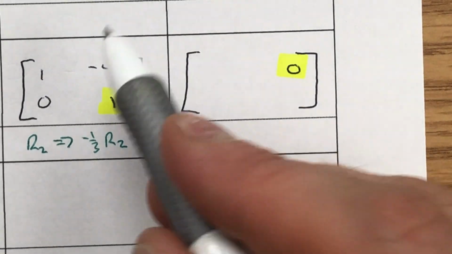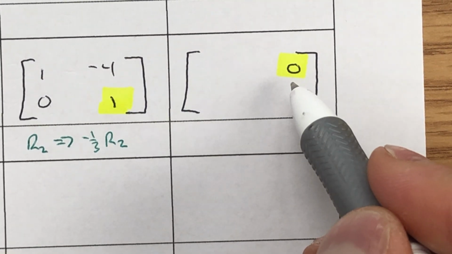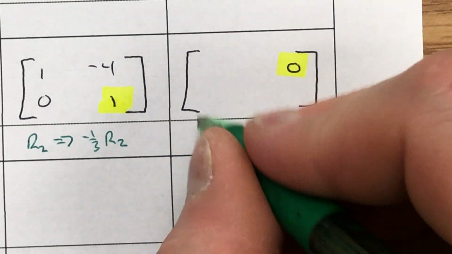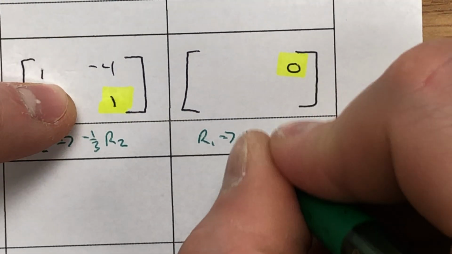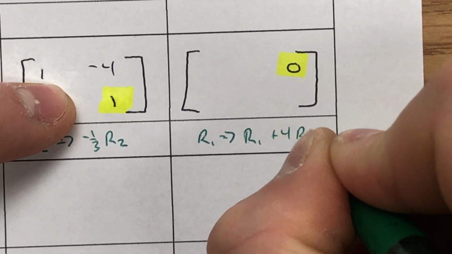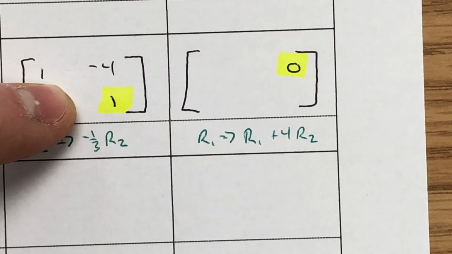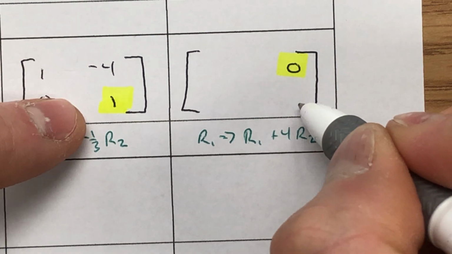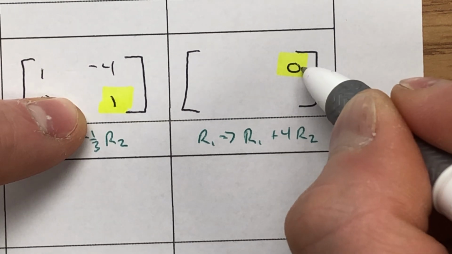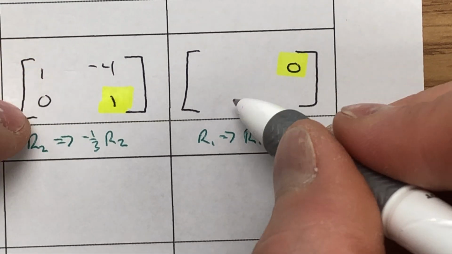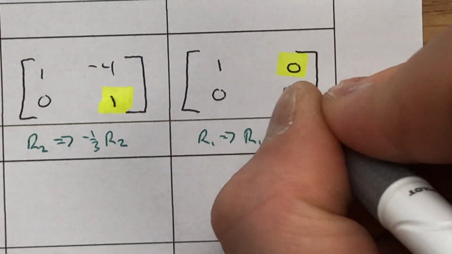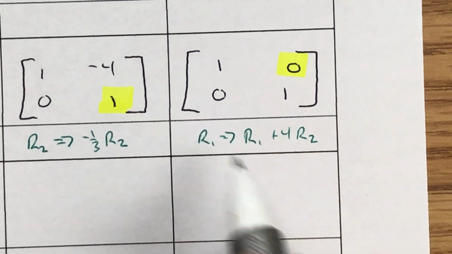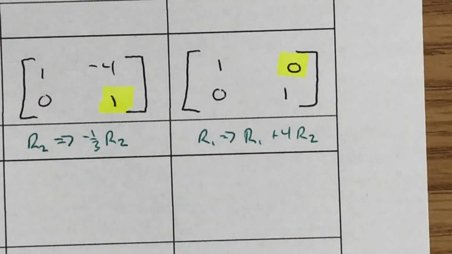The last thing I'm going to do is ensure that -4 becomes a 0. So I need to make a rule for row 1. And that's going to take exactly 4 of row 2. So row 1 plus 4 of row 2. So -4 plus 4 is 0. 1 plus 4 zeros is 0, so 1 plus 0 is 1. And then row 2 remains unaffected. We created our identity matrix, or what we call reduced row echelon form. And there we go.